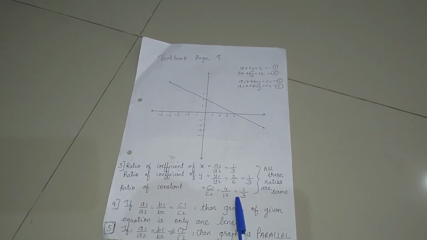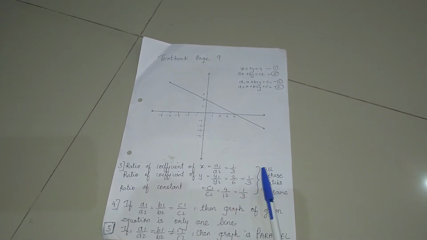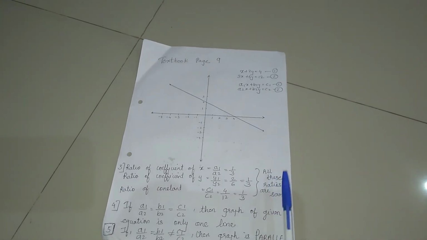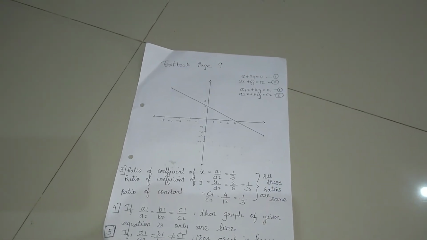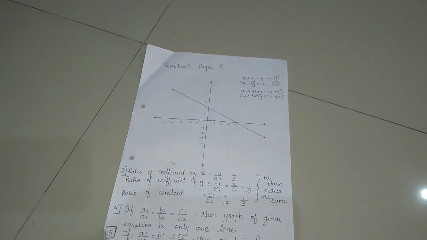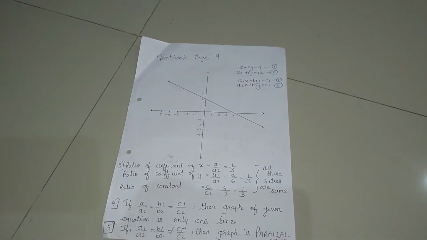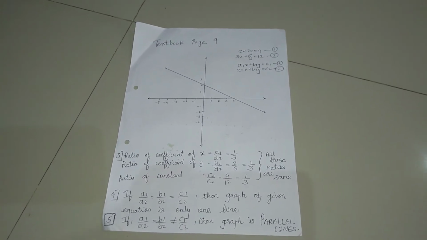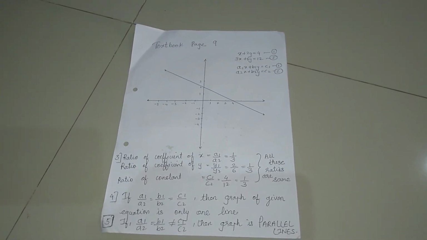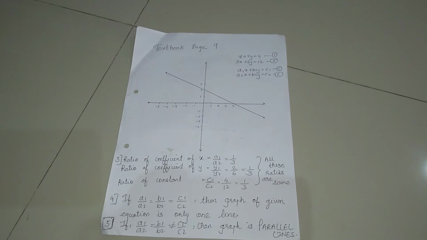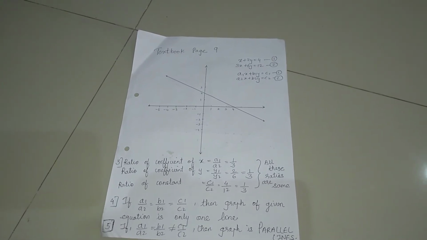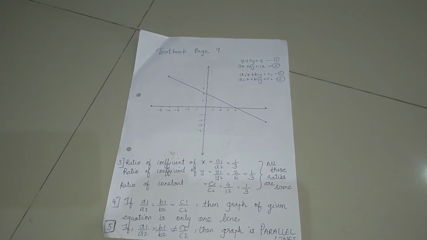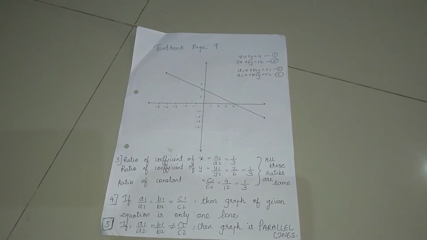So what does it mean? All these ratios are the same. Now let's go on to the fourth question, which says: what conclusion can you draw when two equations are given but the graph is only one line?